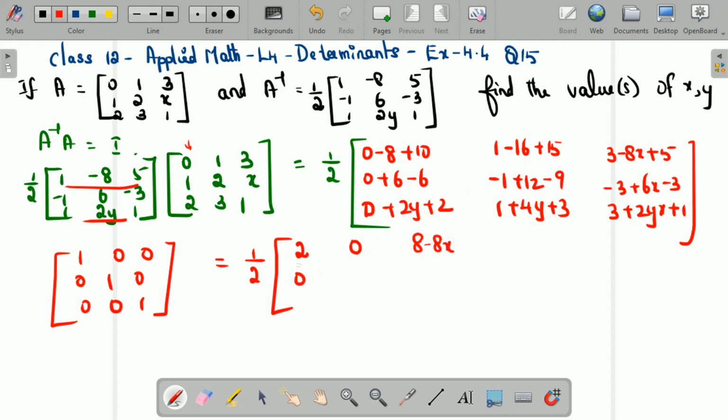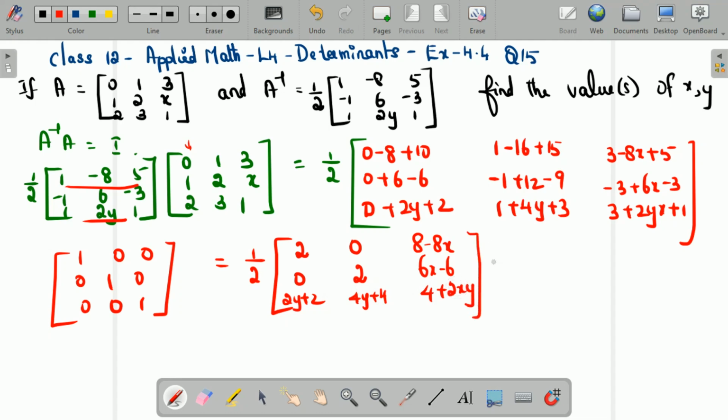As far as this, it is 0. 12 minus 10 is 2. And here it is 6x minus 6. The last entry is 2y plus 2, whereas here it is 4y plus 4. The last entry is 4 plus 2xy.